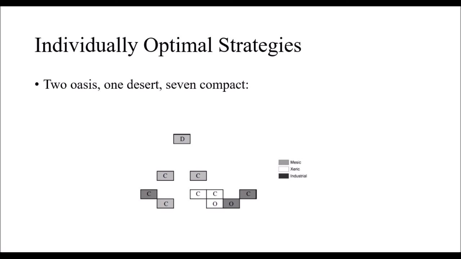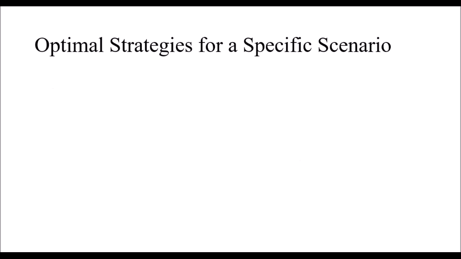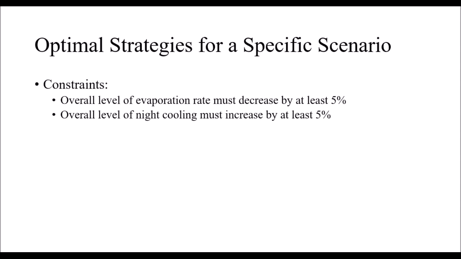But this becomes more interesting when policy concerns warrant some coordination and some planning. An example of how that might take shape is if there's a directive to decrease evaporation rates by some certain amount, or increase night cooling by some certain amount. So if we have a restriction that we want evaporation rate to decrease by at least 5% overall and night cooling to increase by at least 5% overall, here's what that would lead to.